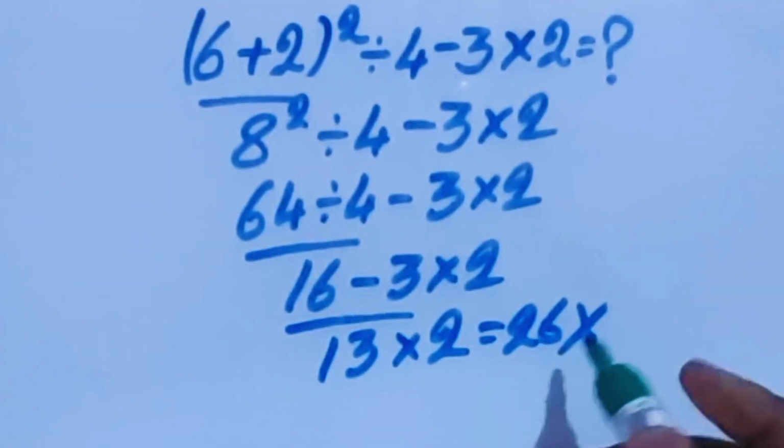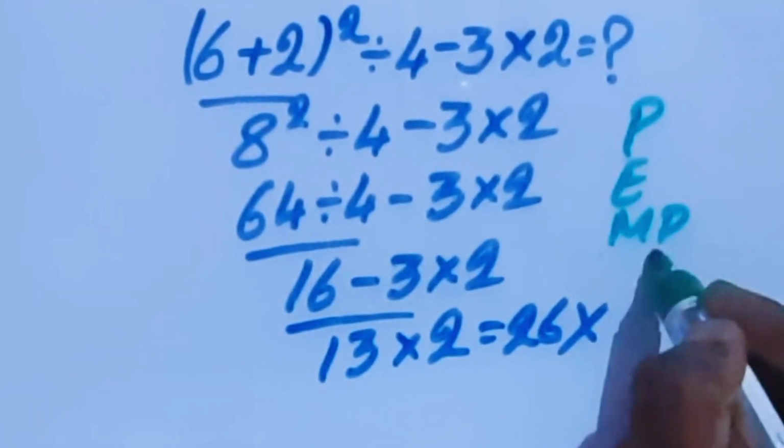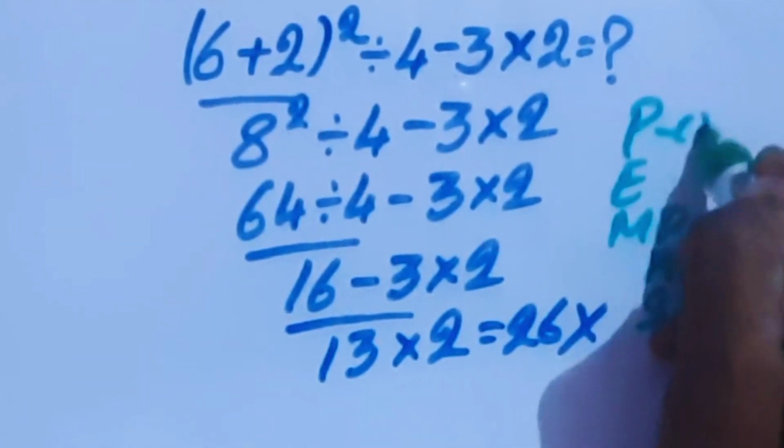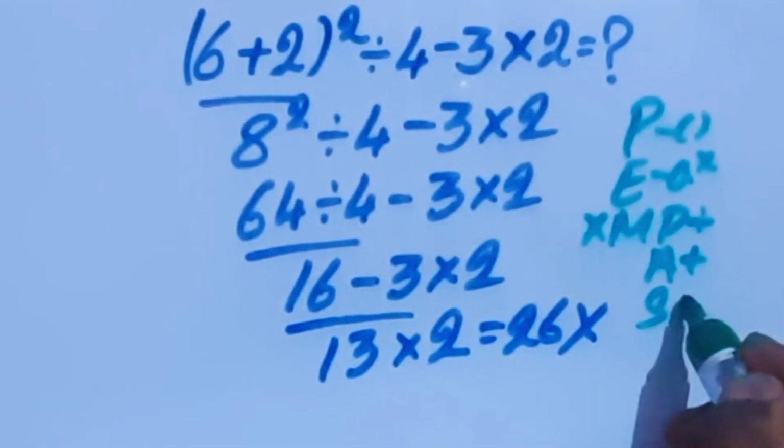As per the order of operations, this 26 is the wrong answer. Here we are going to introduce the PEMDAS rule from order of operations. This is the bracket, higher priority, this is the exponent. M stands for multiplication, D stands for division, A stands for addition, S stands for subtraction.